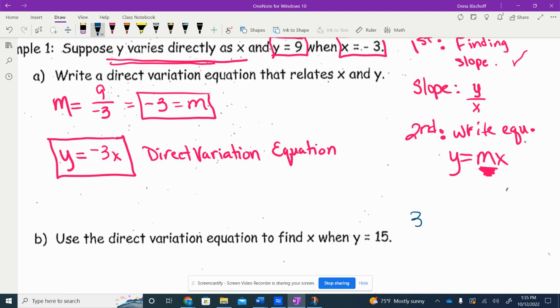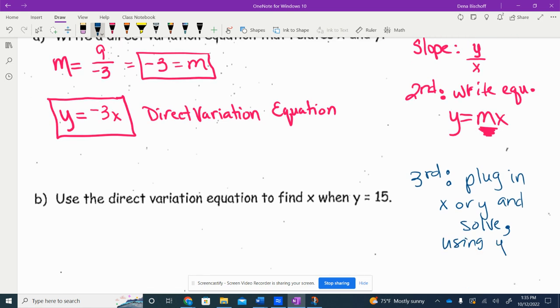The third thing that we have to do, and this is where everyone kind of gets crazy, is we plug in x or y. You're going to be given one of those values and solve. And we do that using the equation that you just wrote, your y equals mx equation. So this is our y equals mx equation that we're using because it says use the direct variation equation that you just wrote. So I'm using y equals -3x.